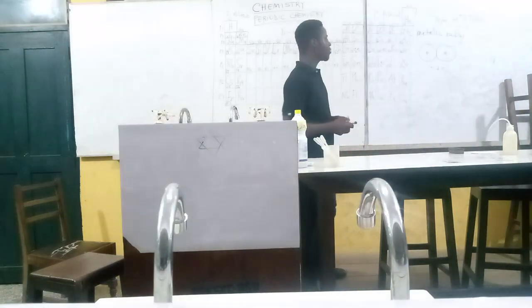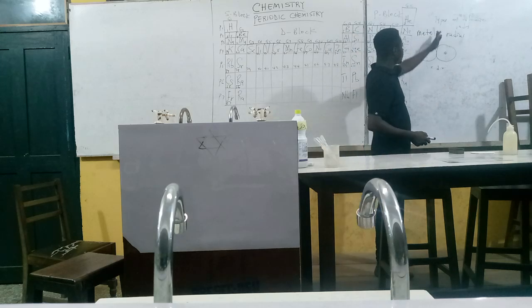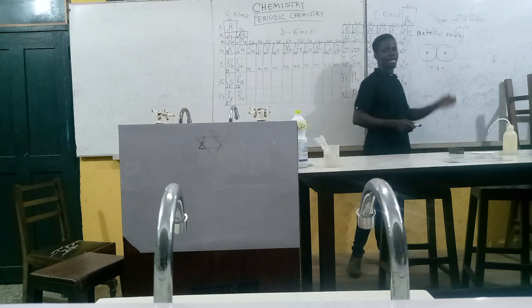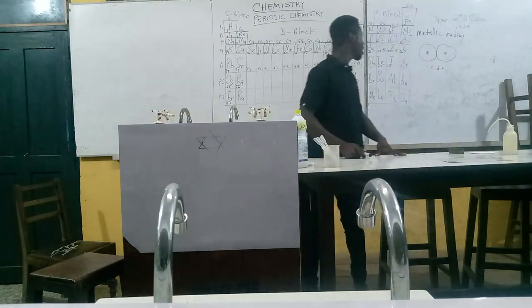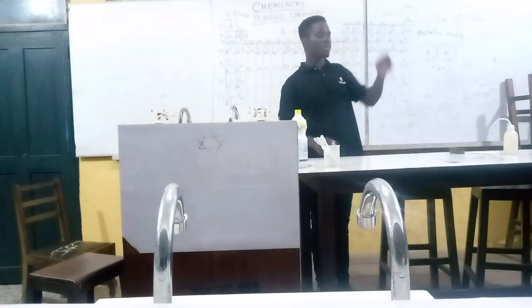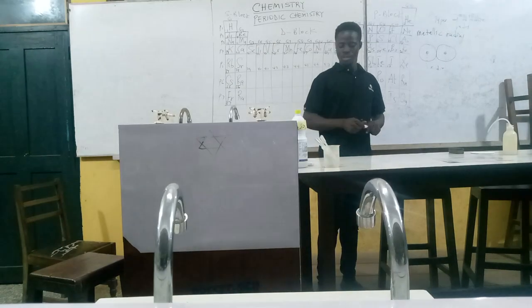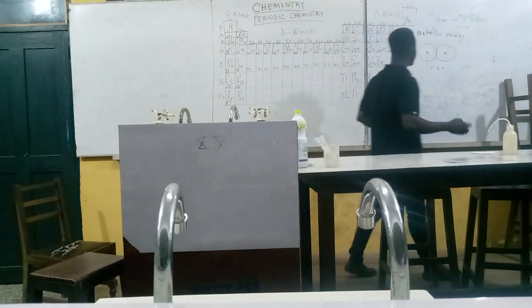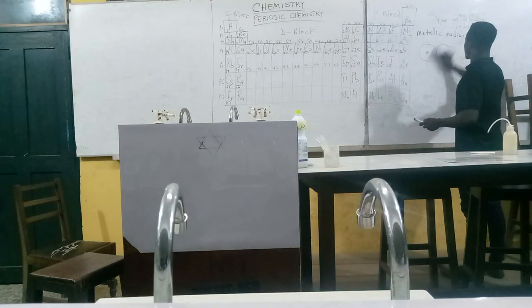So when you are defining metallic radius, you need to be specific that it is half the distance between the nuclei of two identical atoms in a metallic crystal. That is termed metallic radius. So these are the types of radius we need to know and how they look, how the sketch goes. That is basically what I can say about metallic radius.